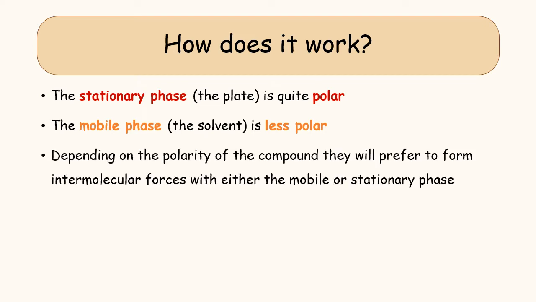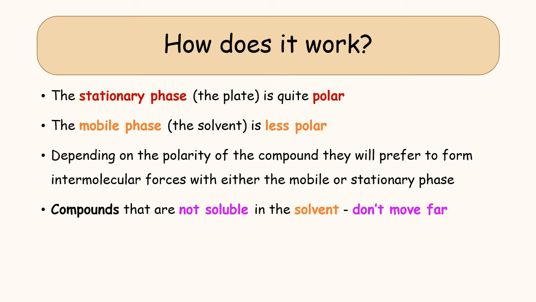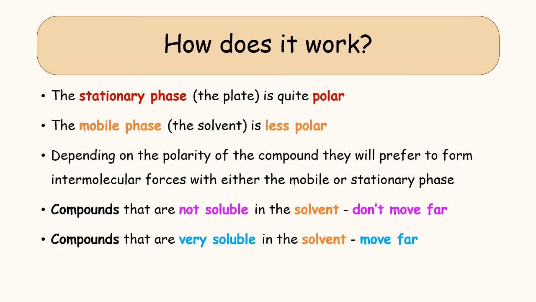Now, depending on the polarity of the compounds, they will either form stronger intermolecular forces with the stationary phase or with the mobile phase, and therefore either want to stay on the stationary phase and not move very far, or dissolve in the solvent and want to move as the solvent moves. So compounds that are not soluble in the solvent don't move far. Compounds that are very soluble move far.